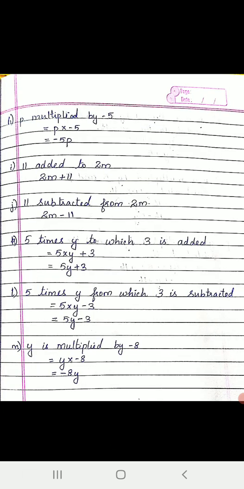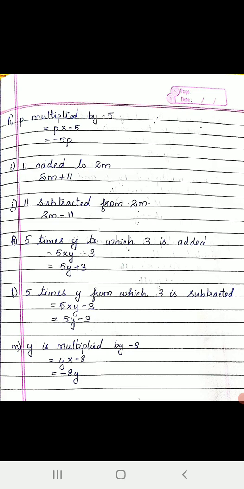P multiplied by minus 5. So P into minus 5 is minus 5P. The number is put front. 11 added to 2M. So there is 2M. With that we are adding 11. So it becomes 2M plus 11. 11 subtracted from 2M. So there is a number 2M from which we are subtracting 11. So 2M minus 11.